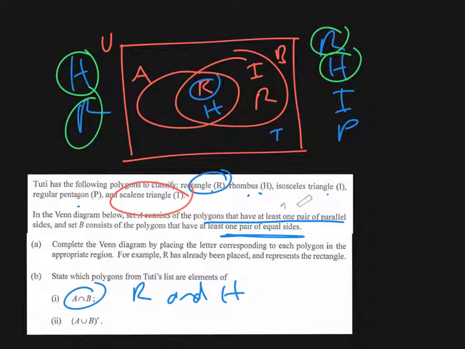And then part 2 is A union B, but here the dash, the apostrophe, this means not in A or B. So remember, A or B is anything in here. So A or B is R and H and I and P. So the only thing that's not in A or B is going to be T. So not A or B is just going to be T.